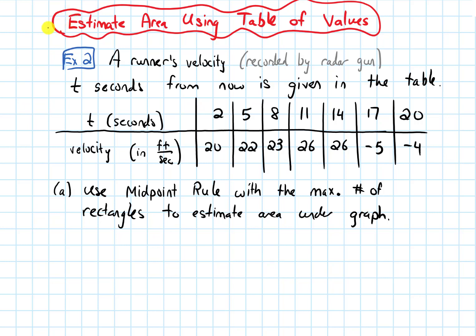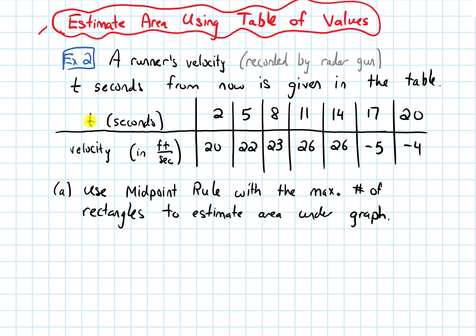In this video, we'll do an example where we estimate area using a table of values. So the example says a runner's velocity, which is recorded by a radar gun, t seconds from now is given in the table. So there's two rows.